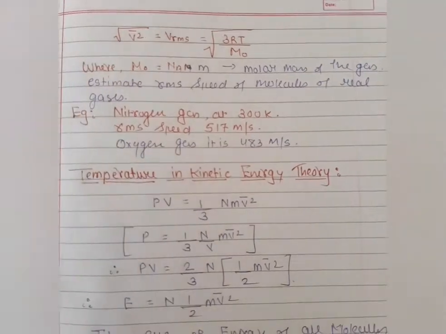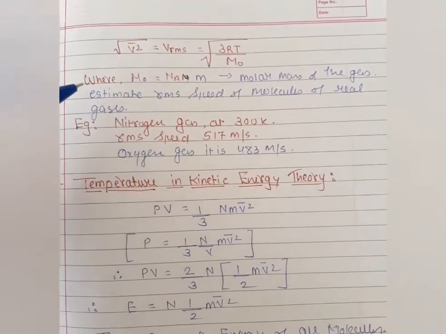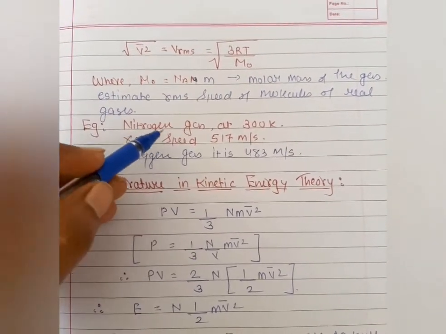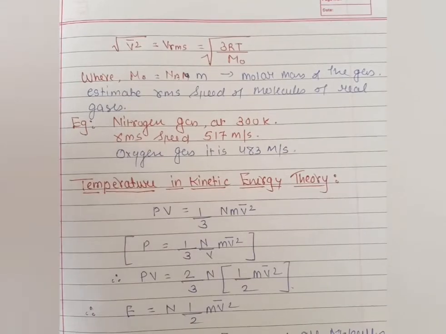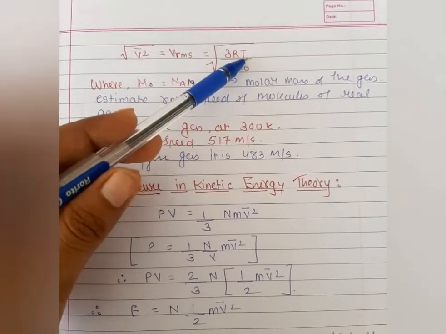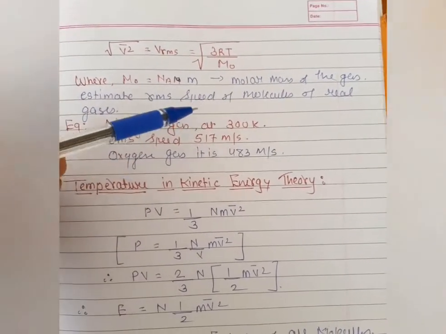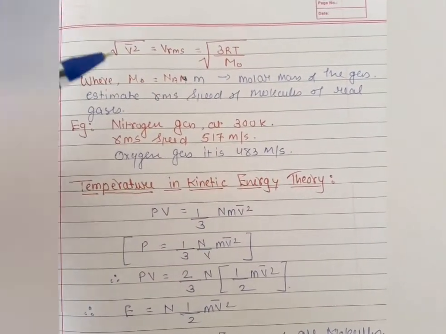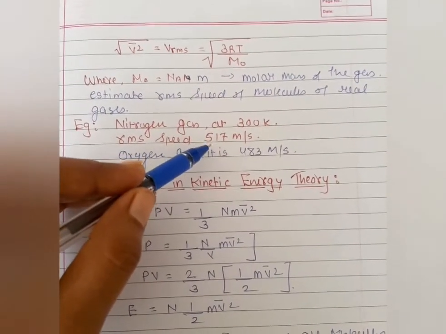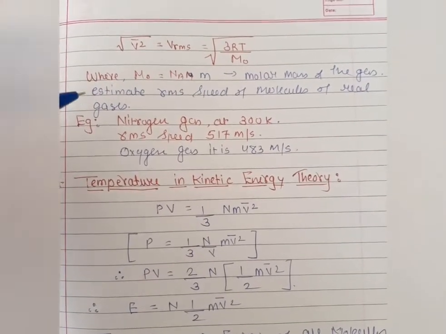So here we have an example. With the help of that example you can understand how we find the velocity of other gas molecules. Let us consider nitrogen gas at a temperature of 300 Kelvin. Taking the temperature as 300 Kelvin, R as the constant 8.3, and the molar mass of the molecule given to you, you can find out the speed of the nitrogen molecule. So here the speed of the nitrogen molecule is 517 meter per second.